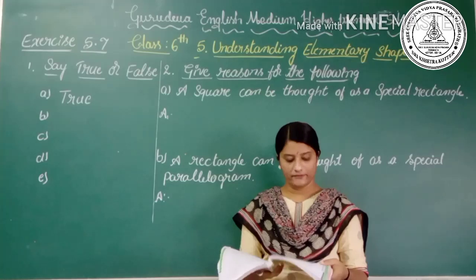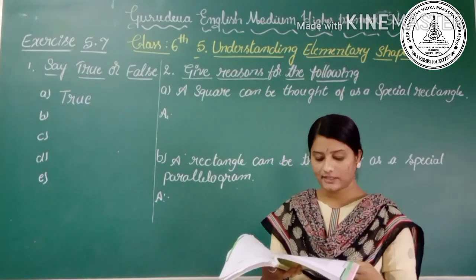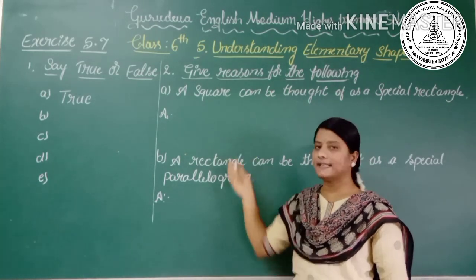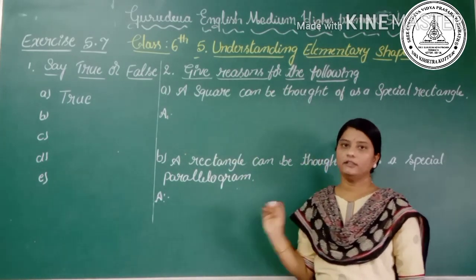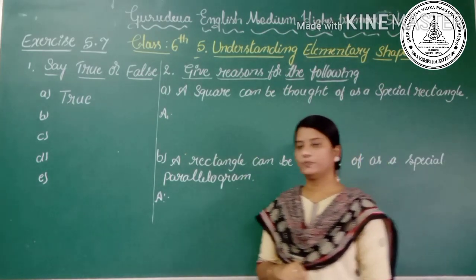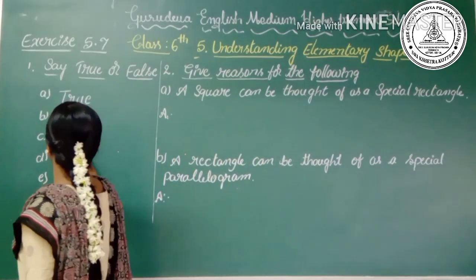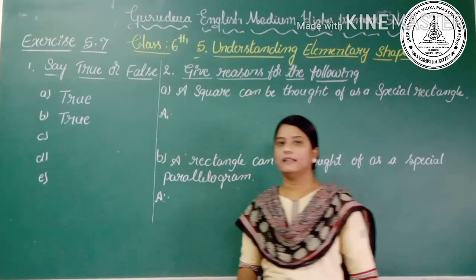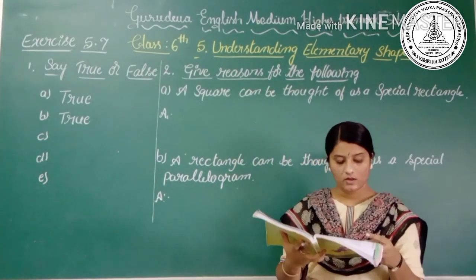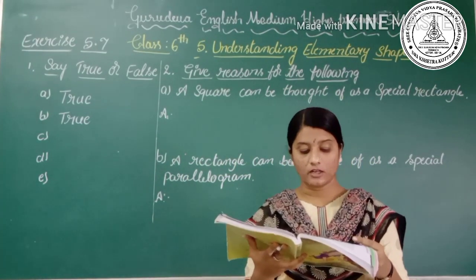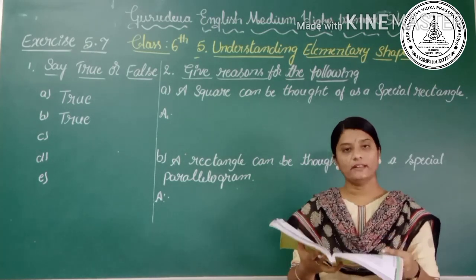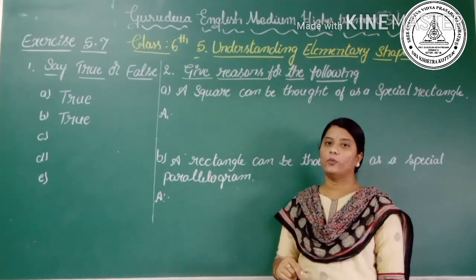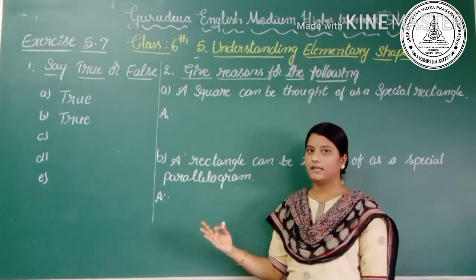Then B1: The opposite sides of a rectangle are equal in length. Yes, the opposite sides of the rectangle are equal in length. It is true. Then C1: The diagonals of a square are perpendicular to one another. Yes, the diagonals of the square are perpendicular to one another. This statement is also true.